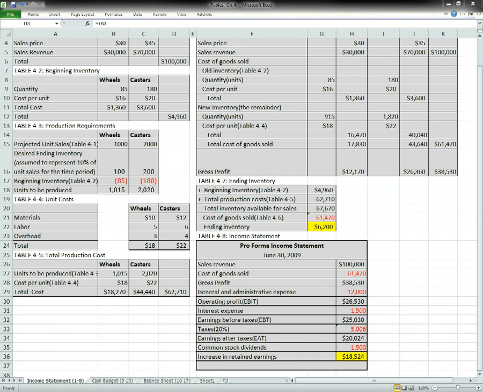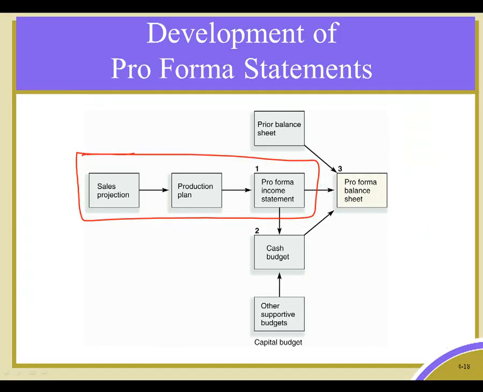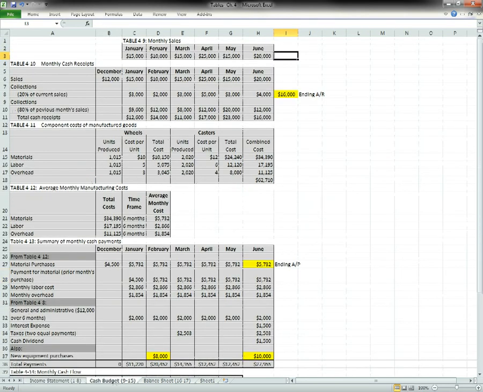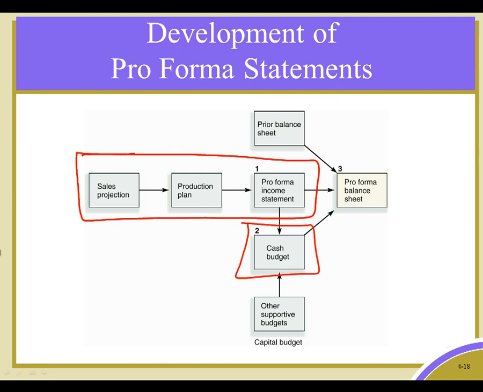The next step in the process is item 2, development of a cash budget, and we're going to use the income statement to do that. Most of this will come from the pro forma income statement. Most of the items that we've developed there will go into the cash budget, and so let's look at the cash budget here for a moment.